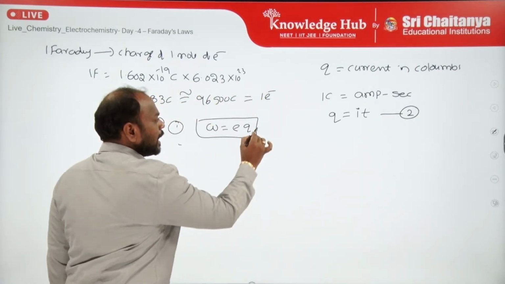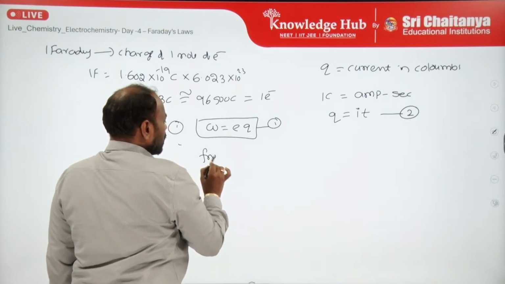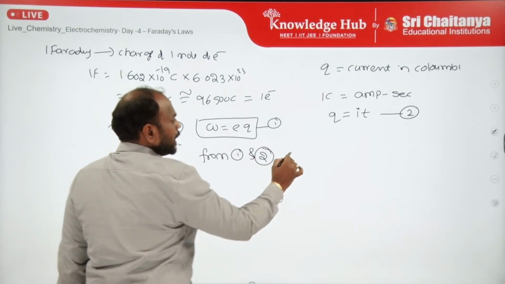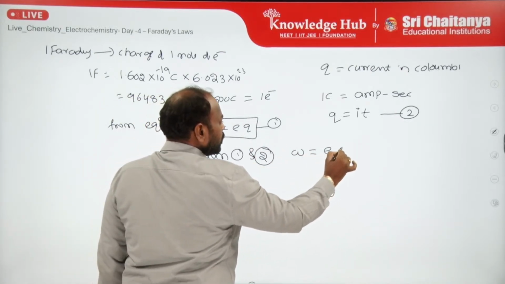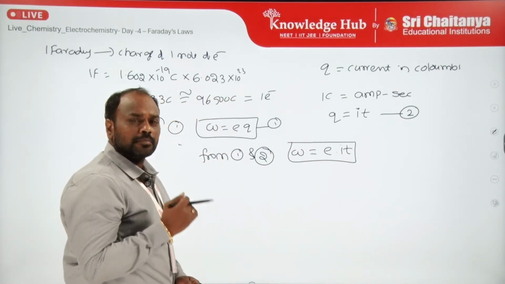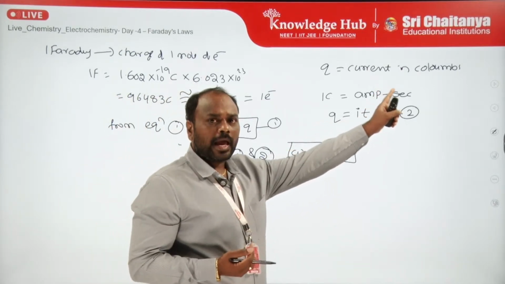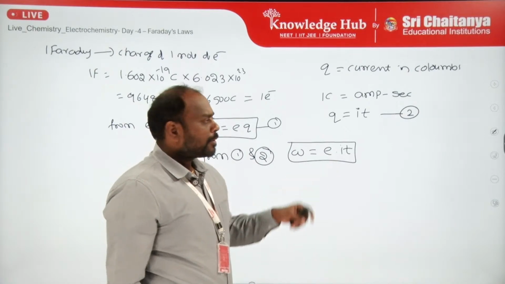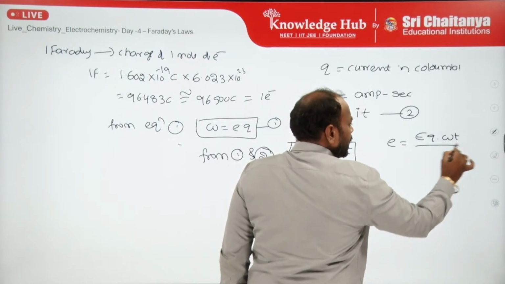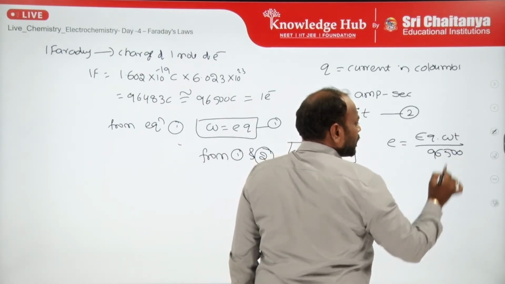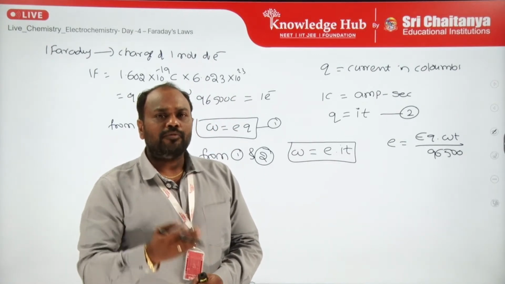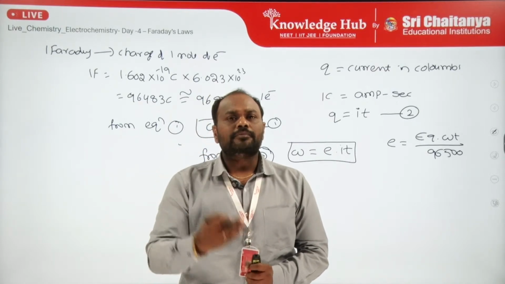From equation 1 and equation 2, what is the equation we are getting? W is equal to E into I into T. I is nothing but current in terms of amperes, T is time in seconds, E is the electrochemical equivalent. We have already discussed that it is the equivalent weight by 96,500. So if you pass an excess quantity of current, an excess weight of compound is formed. If you pass less quantity of current, less quantity of substance is formed.